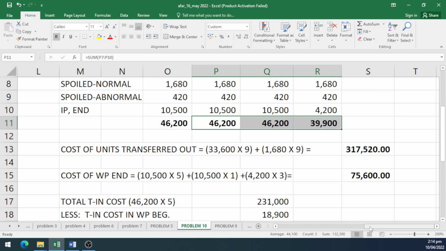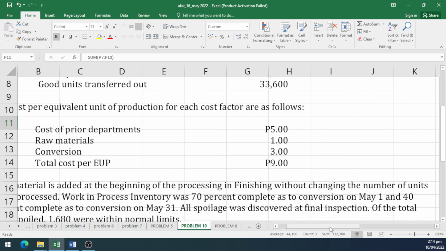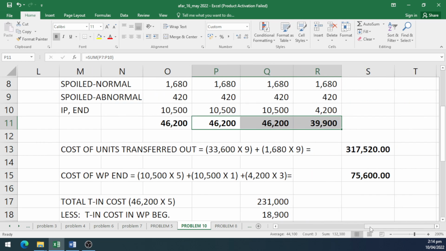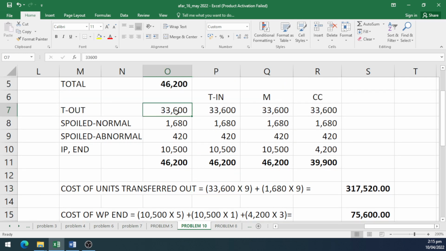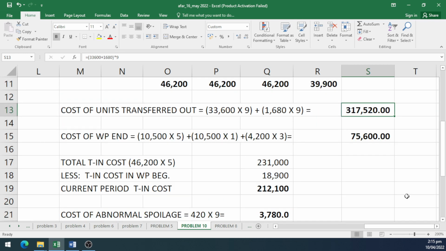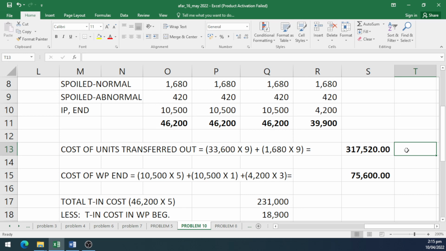So, yung 9 pesos na yan na yung cost per finished goods initially sa ating costing. Ma-adjust pero yan dahil mag-i-absorb ng good units yung normal spoilage. So, pansinin nyo to, yung 33,600 times 9 plus yung 1,680 times 9. The cost of the 33,600 transferred out ay 317,520.